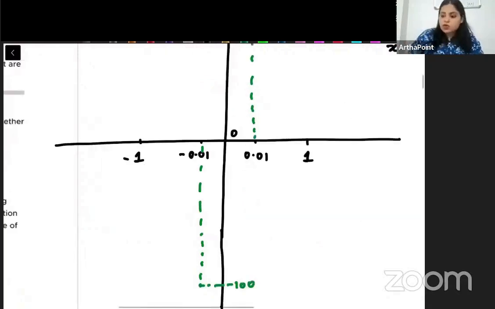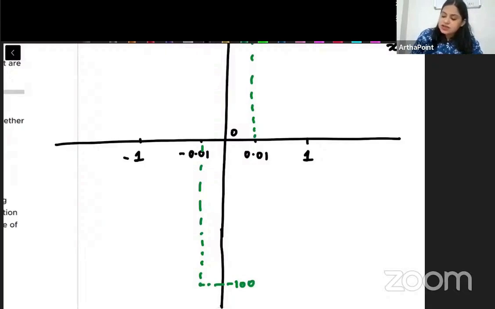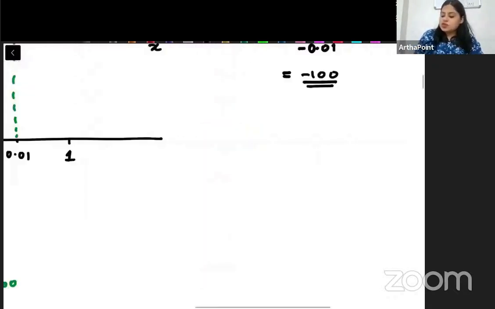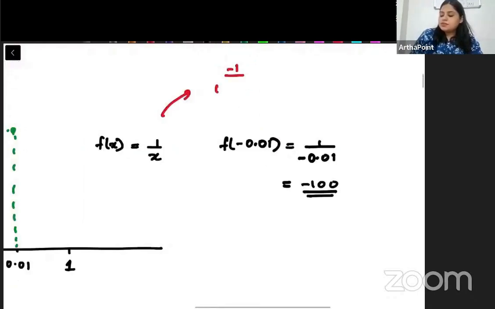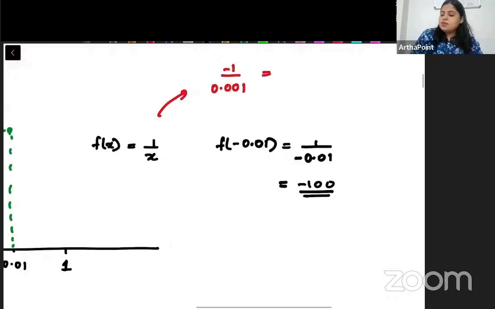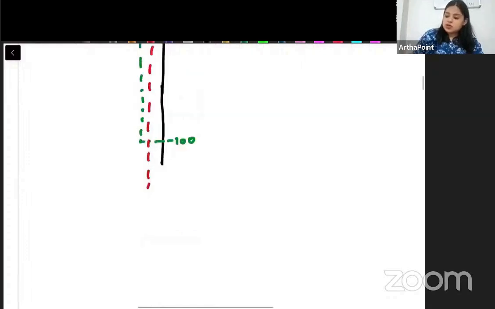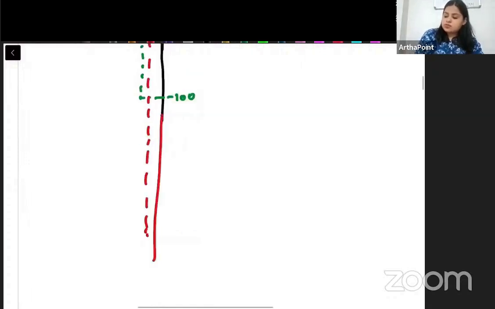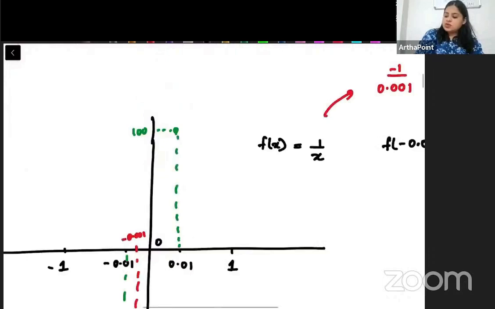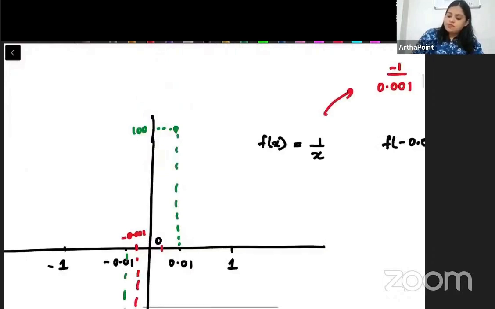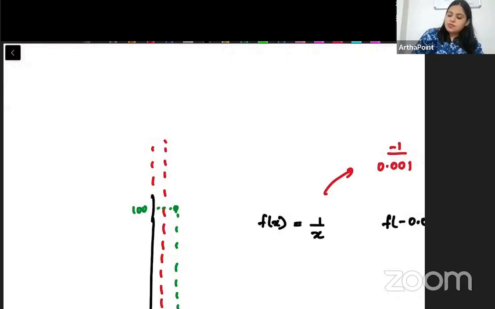Now I approach even closer to 0. Let's say I take minus 0.001. My function value again will be -1000, huge. And here it is going to be 1000. Very, very large, okay? 1000.